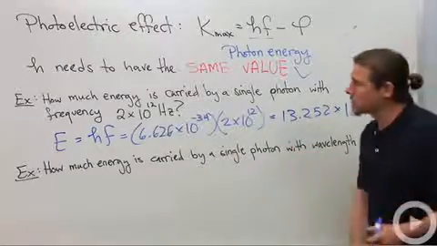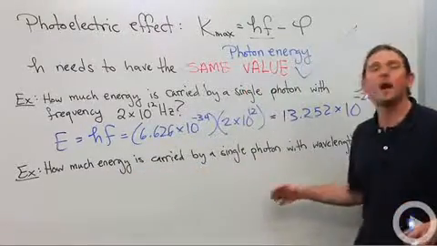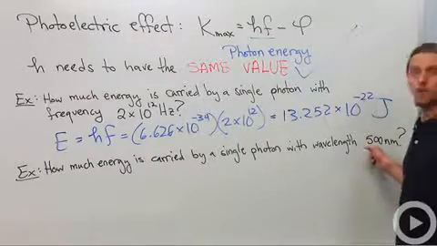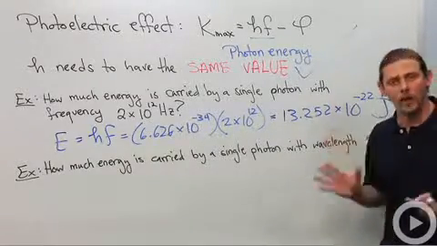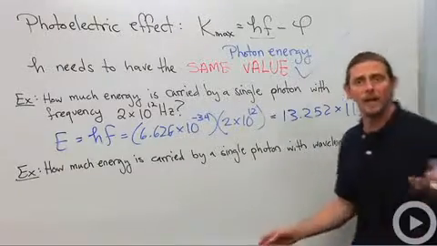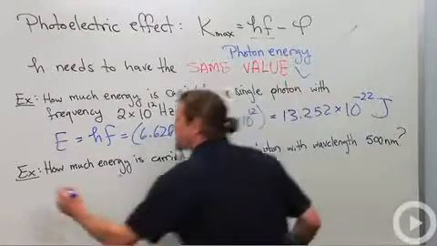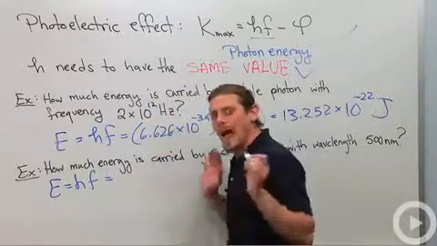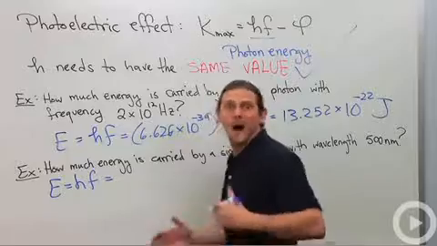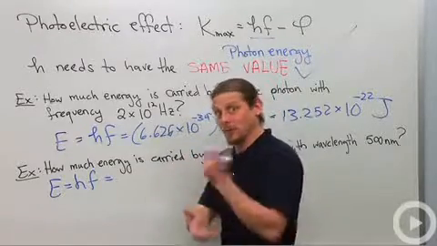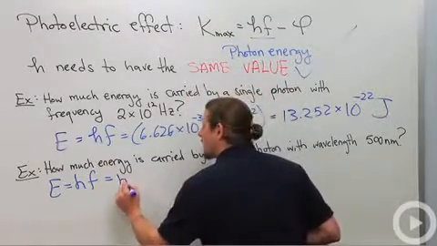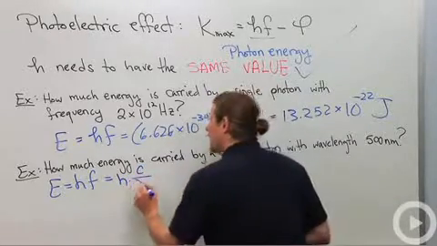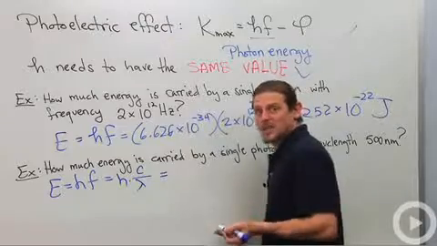All right, let's do another one. How much energy is carried by a single photon? And this time, I'm not giving you the frequency, I'm giving you the wavelength. So we have to get the frequency in order to use E equals hf. Frequency and wavelength are related by frequency times wavelength equals the speed of light. So that means frequency is the speed of light divided by the wavelength. And now it's just easy.